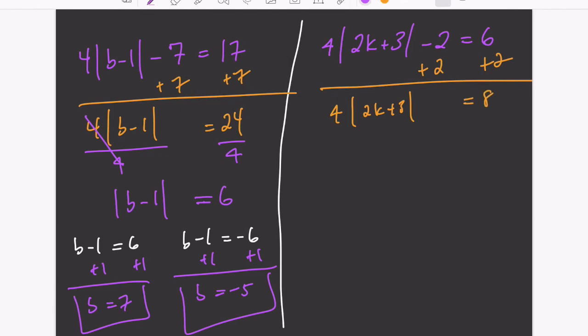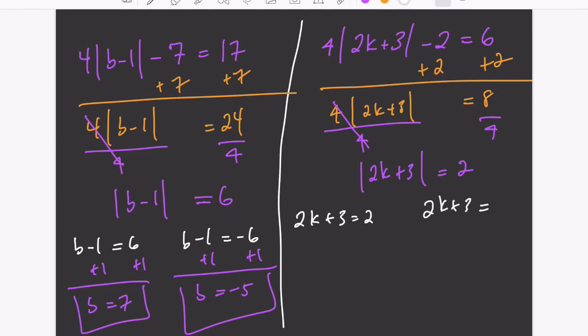Now, I got to get rid of the 4, and that's 4 times that amount. So I'm going to divide by 4 on both sides. So that's gone. And so you get absolute value of 2k plus 3 is 8 divided by 4 is 2. So now we still have two possible answers, right? This amount could either be equal to 2 or negative 2. So we need to write an equation for each possibility. So what if 2k plus 3 equals 2? What value of k will make that true? And what if 2k plus 3 equals negative 2? What value of k will make that true? So let's just figure that out.